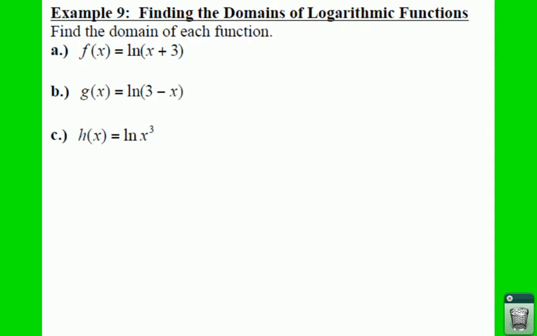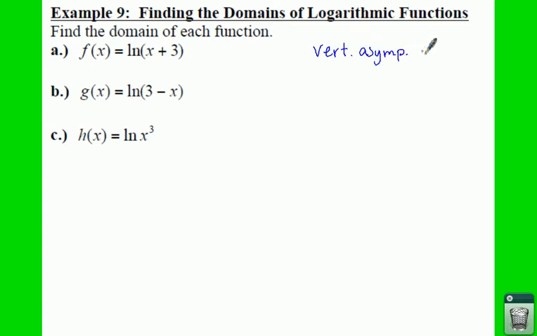All right, for example 9, here you have to find your domains. Remember, these are your x values, not your y values. So when you're trying to find your x values of a function, whenever you have log functions, remember you have a vertical asymptote at x equals 0.